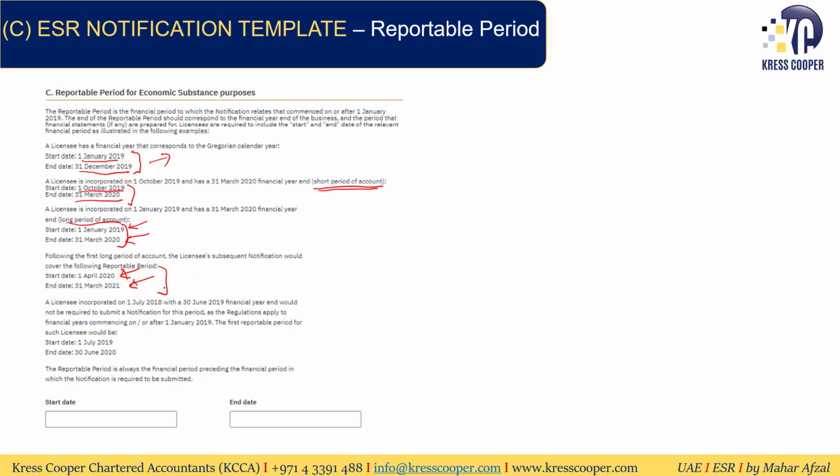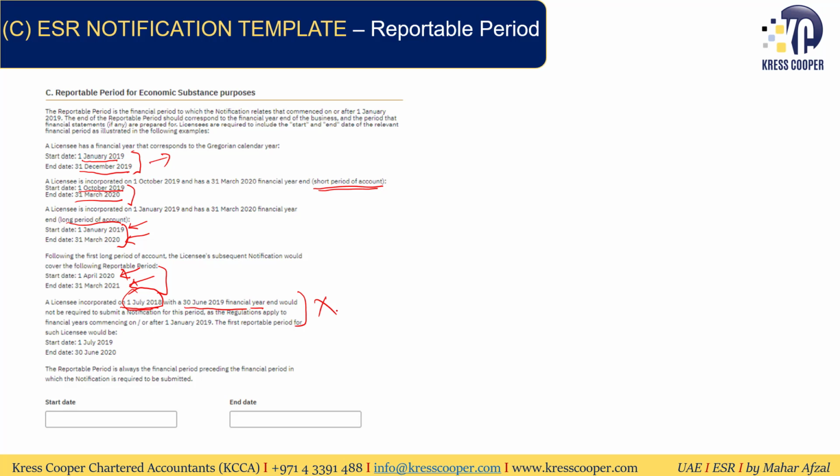A licensee incorporated on 1st July 2018 with the 30th June 2019 financial year would not be required to submit a notification for this period, because we have discussed that for a financial year commencing on or after 2019, the licensee will be required to submit the notification. Here the financial year is starting from 1st July 2018, which is not a date after 1st Jan 2019. So for this period, the licensee will not be required to submit the notification.